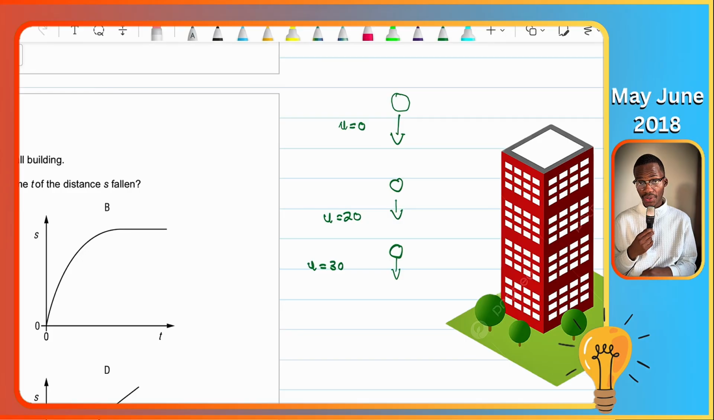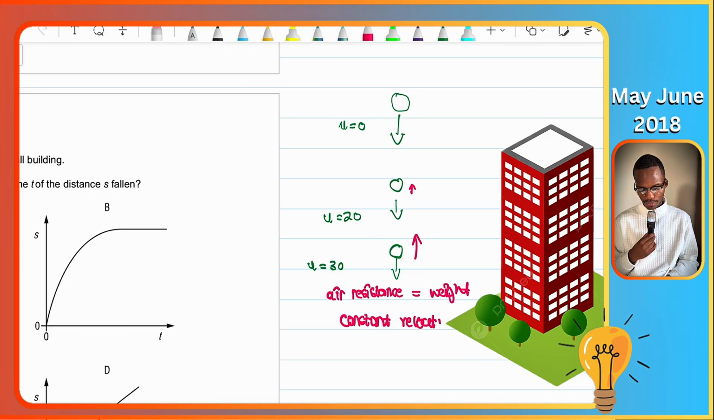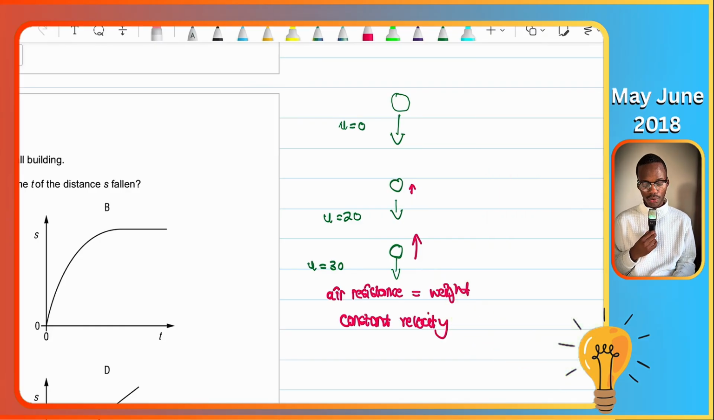But then as it starts to fall, air resistance is going to increase. Air resistance is going to begin to act and oppose that specific motion. And at a certain point, these 2 forces are going to be the same. The air resistance is going to be the same as the weight. So because air resistance is going to be equal to the weight, what this means is we're going to reach what we call constant velocity. So velocity is not going to change. Okay, so this is what we just need to know on the side here.